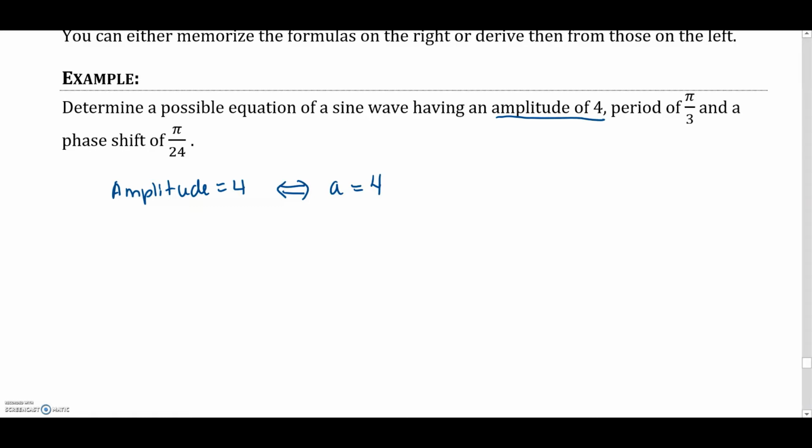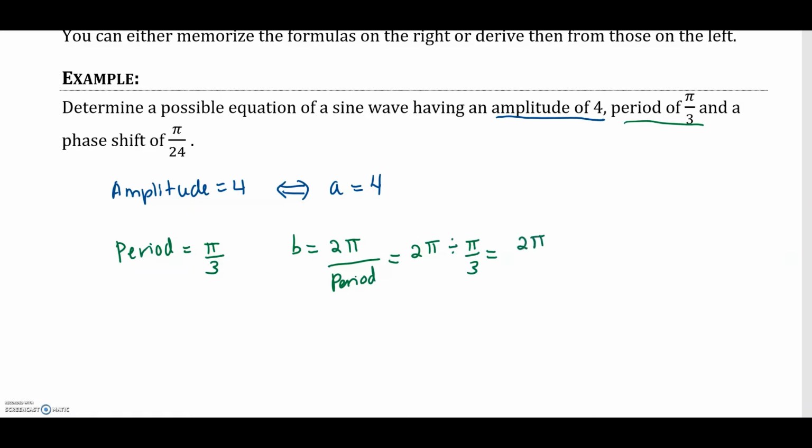We're also given that the period is pi over 3. Using our period, we can calculate the b value. Recall b is equal to 2 pi divided by our period, which is equal to 2 pi divided by pi over 3, and we can calculate b inverting and multiplying. So we're going to multiply by 3 over pi. When we do so, our pi's cancel out, and we end up getting a value of 6 for b.